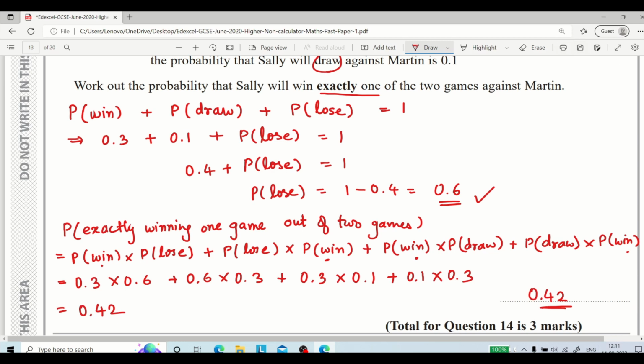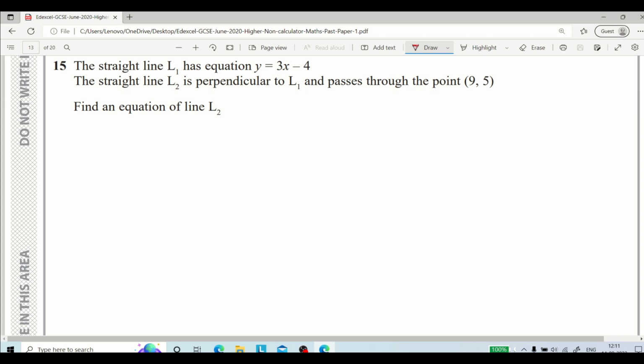I hope that's clear. The straight line L1 has equation y is equal to 3x minus 4. The straight line L2 is perpendicular to L1 and passes through the point (9, 5). Find an equation of line 2. Okay. The general equation of a line is always y is equal to mx plus c. Please remember that.